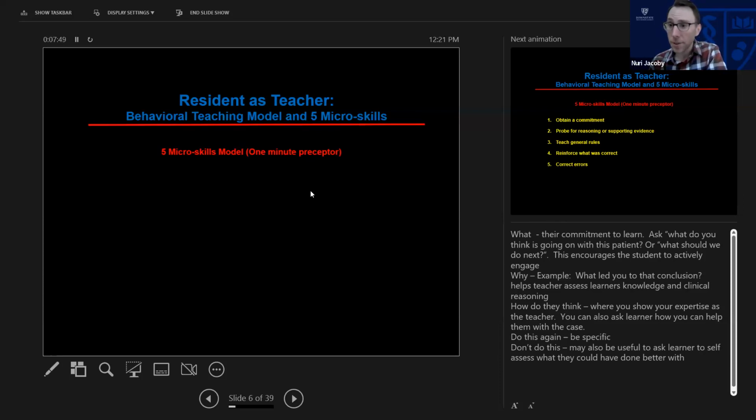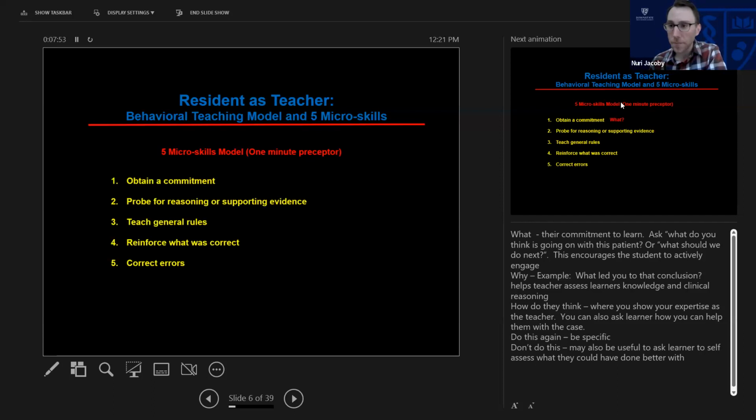So the first thing is they're going to present a case. And then you have these five skills. Number one, obtain a commitment, right? Ask them, what do you think's going on with this patient? What's the diagnosis? Or if the diagnosis is clear, what should we do next? You want to get the student to be actively engaged. You want them to become thinking about the issue, right?